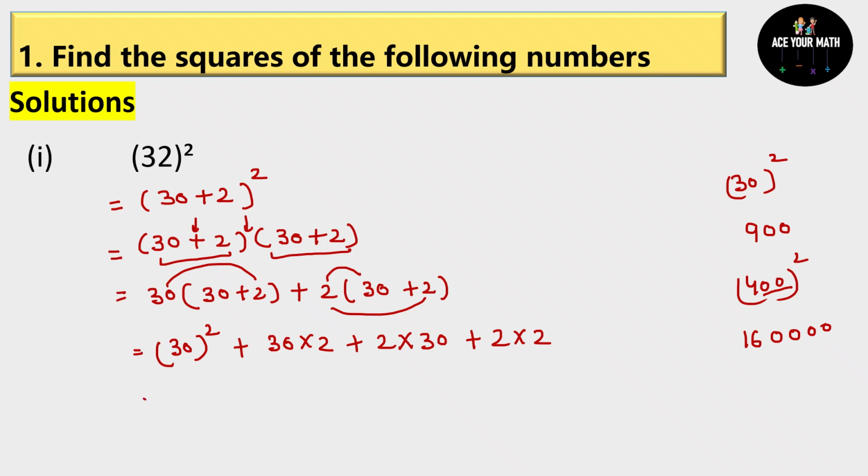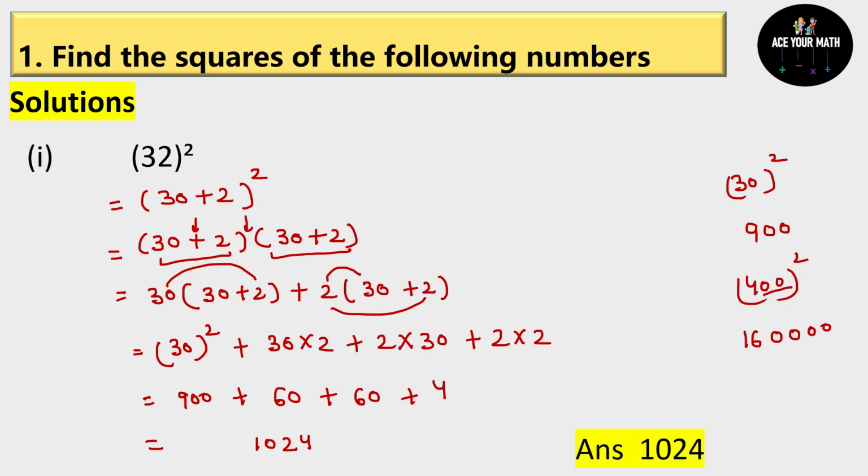Now, 30 square is what? It is 900. So, write 900 there. Plus 30 multiply by 2 will give you 60. Again, 2 multiply by 30 will give you 60. 2 times 2 will give you 4. And when you add all these terms, you will get 1024 as the answer. Okay, so this is the one way of doing this sum which is given in your textbook.